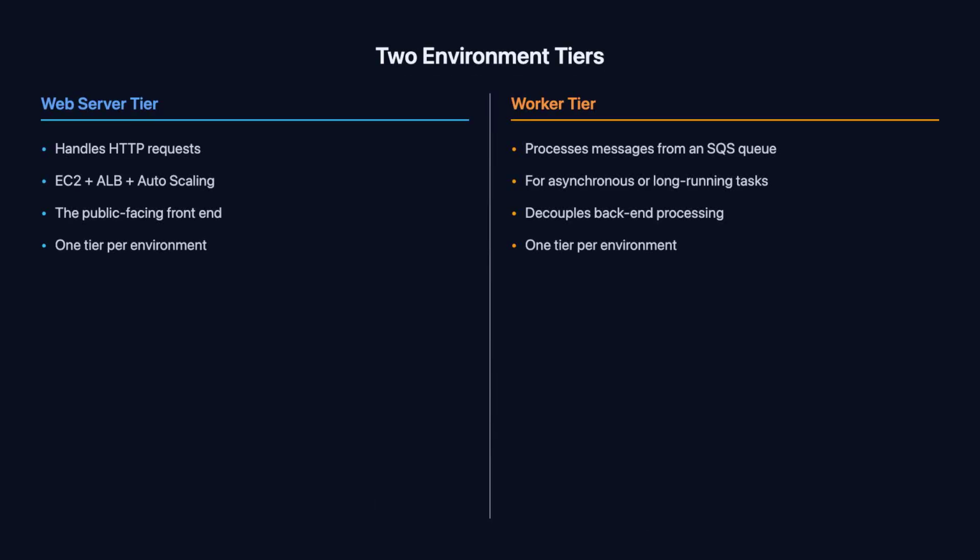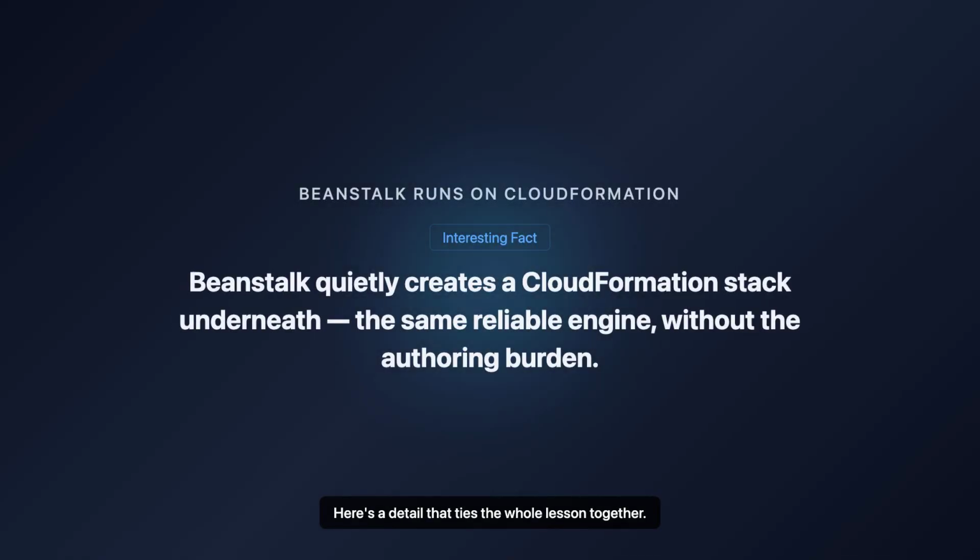Beanstalk comes in two flavors, and knowing both helps on scenario questions. The web server tier handles HTTP requests. It's EC2 behind a load balancer with auto-scaling, serving your public-facing front end. The worker tier is different. It pulls messages from an SQS queue and processes them, which is exactly what you want for asynchronous or long-running backend tasks. One environment runs one tier. So when a scenario needs to decouple a front end from a slow back-end process using Beanstalk, that's the worker tier doing the job.